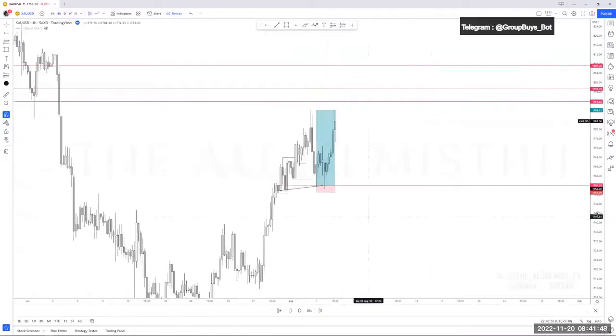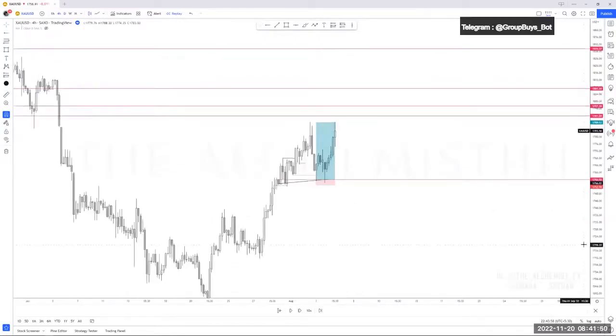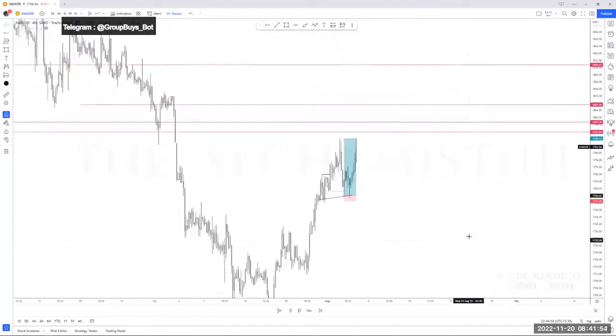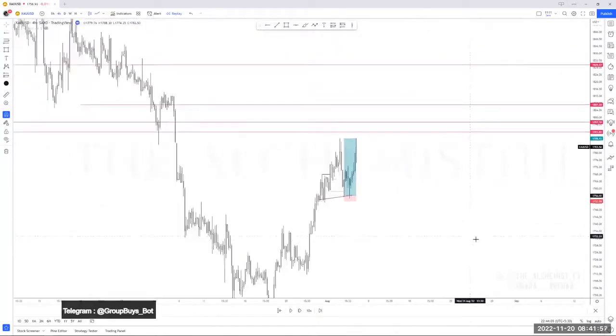Because it's a monthly level, right? Exactly. That's right. It's a monthly and a weekly level, so we don't care about that. So there we go. We had a nice entry in here. So let's wait.